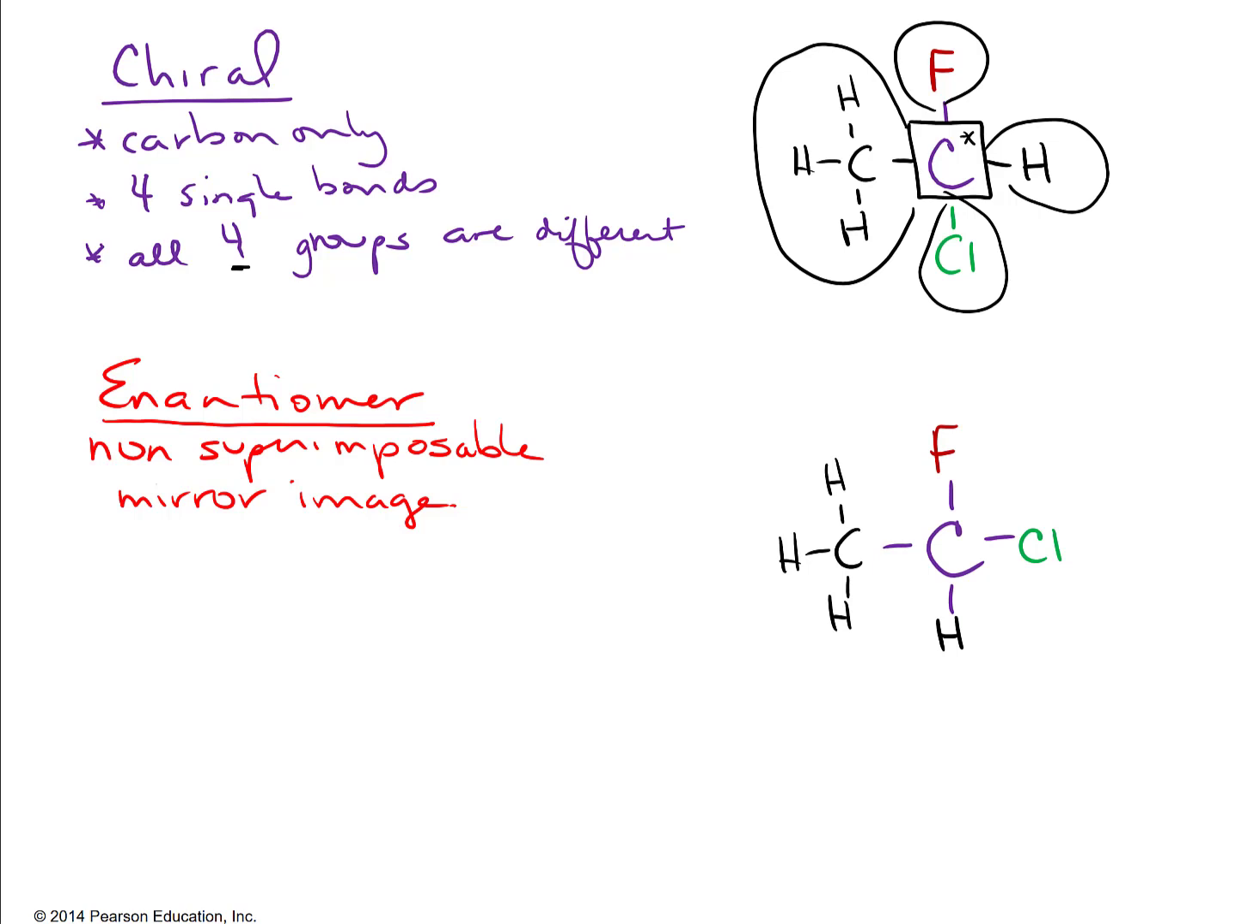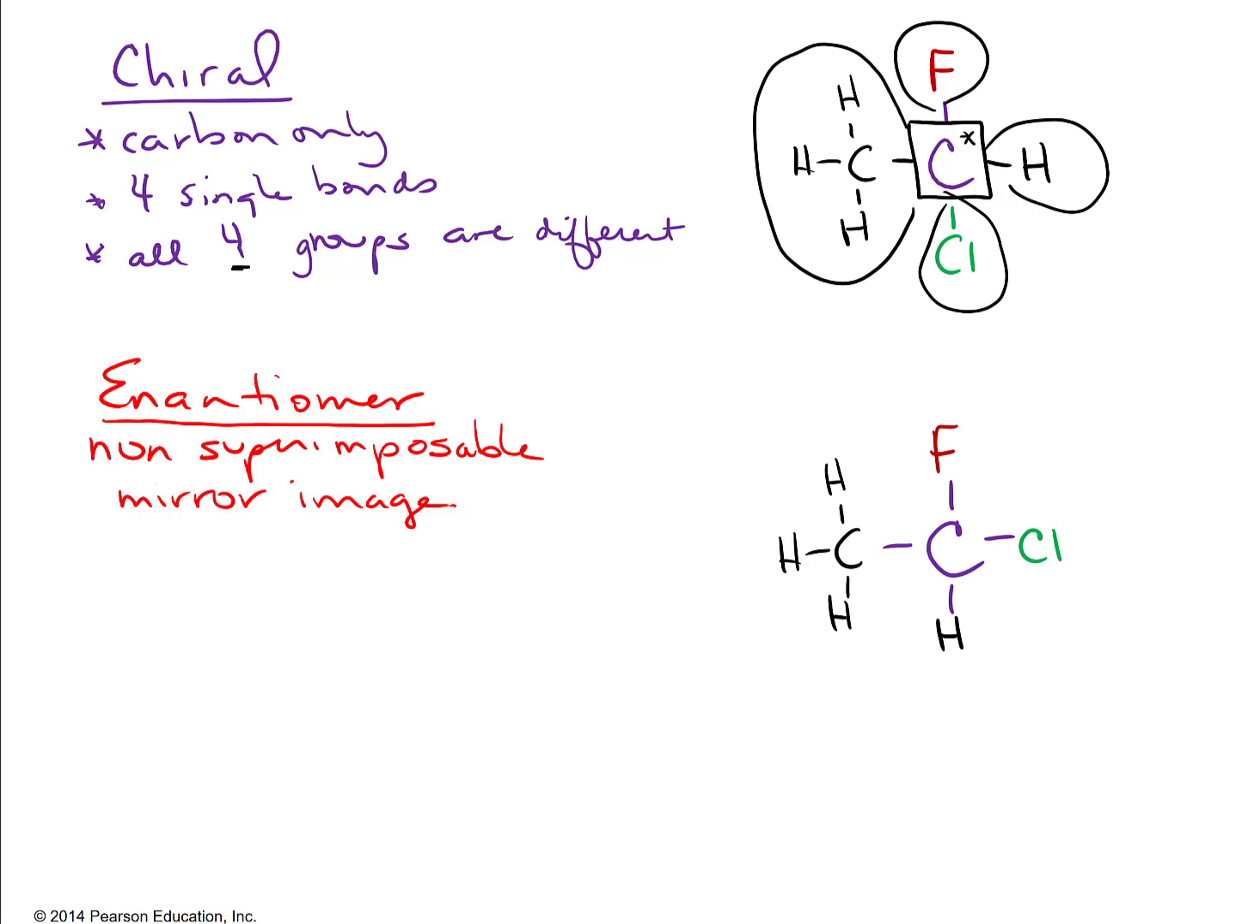You have to have 4 single bonds, so any carbons that have double bonds automatically get thrown out. That means the aldehyde carbon and the ketone carbon on the sugars, you don't count those. They have to have 4 different groups attached. So that's another criteria. In this one, here is this carbon. There is a methyl group on the left, a fluorine above, a chlorine below, a hydrogen to the right, 4 single bonds. All of those groups are different, so that carbon is chiral.